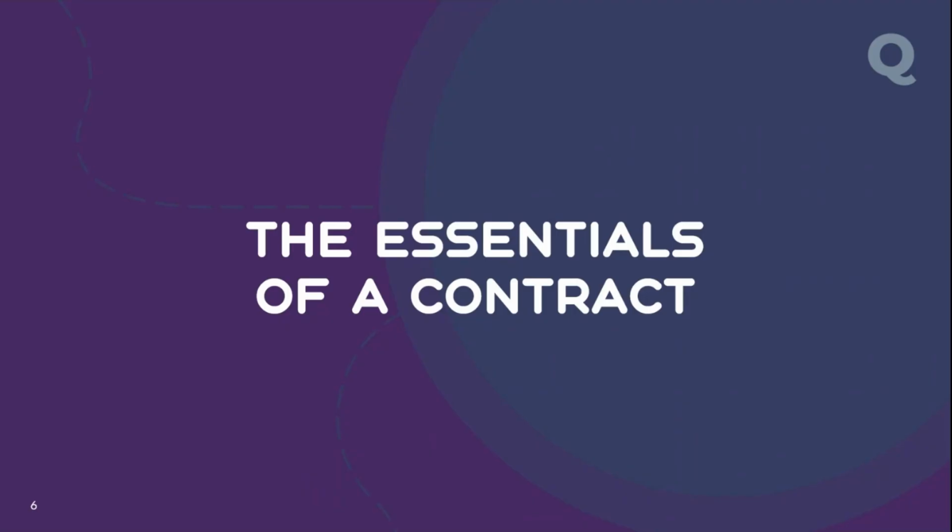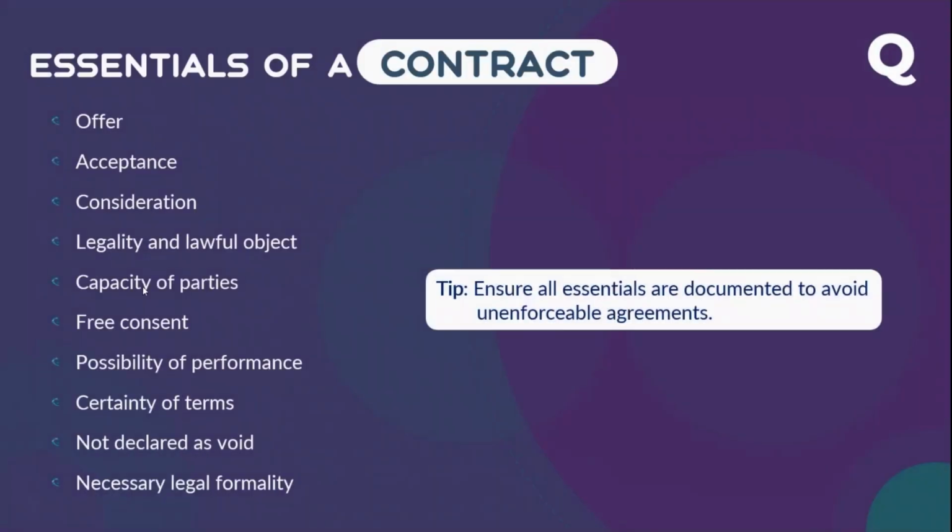First thing, you have to ensure all the essentials of a contract are met, that means the contract contains each of the principal requirements of a contract: offer, acceptance, consideration, legality and lawful object, capacity of parties, free consent, possibility of performance, certainty of terms, not declared void, and necessary legal formality.